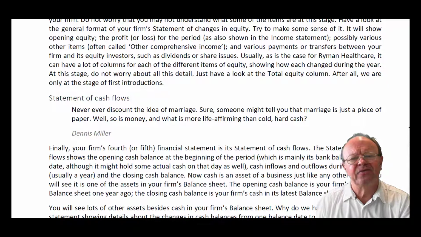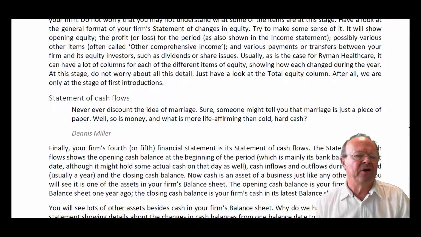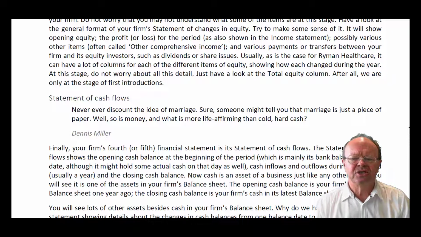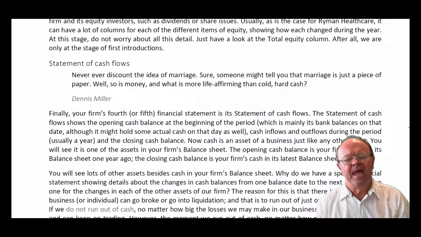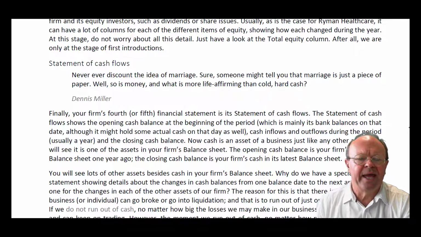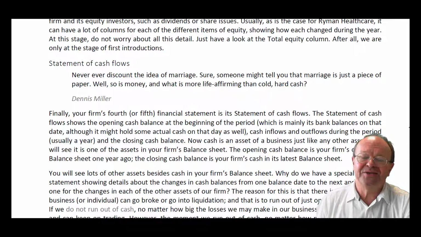Usually, as is the case for Ryman Healthcare, it can have a lot of columns for each of the different items of equity, showing how each changed during the year. At this stage, do not worry about all this detail. Just have a look at the total equity column. After all, we are only at the stage of first introductions.